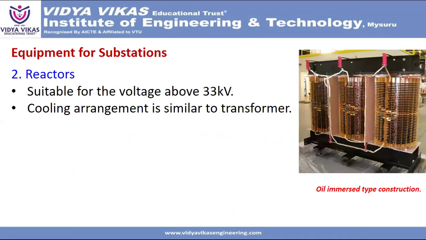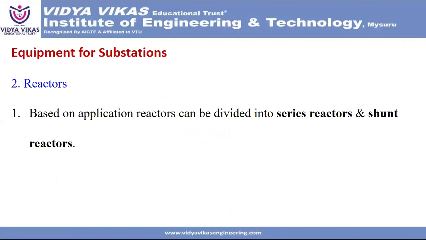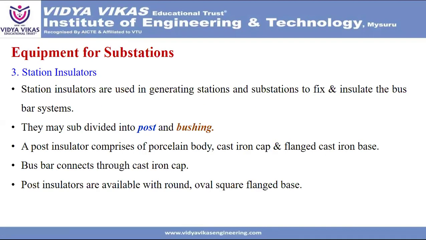Suitable for voltages above 33 kV, we go for oil immersed type construction, that is, the cooling arrangement is similar to a transformer. Based on the application, we can divide the reactors into two types, that is, series reactor and shunt reactor. Station insulators. Station insulators are used in generating stations and substations to fix and insulate the busbar systems. They may be subdivided into post and bushing.